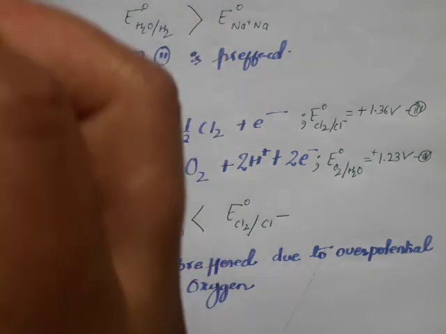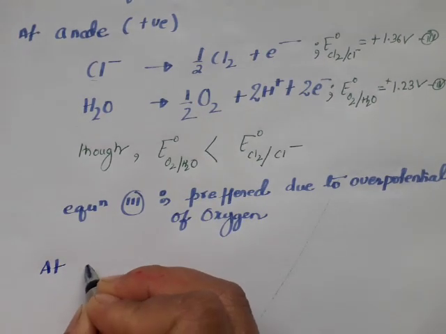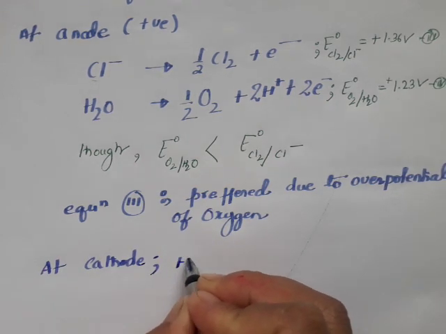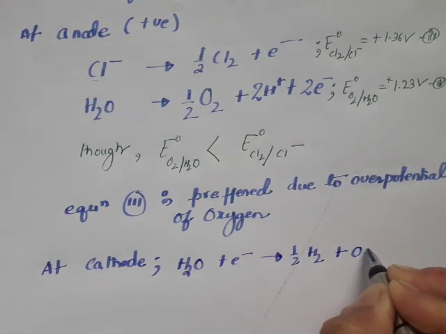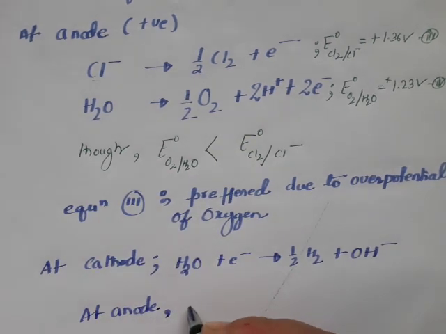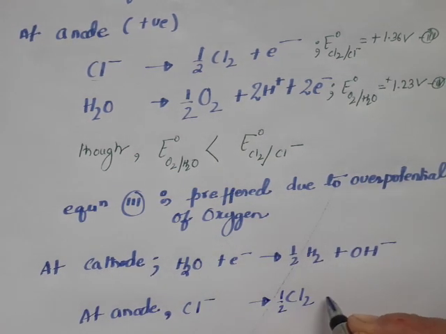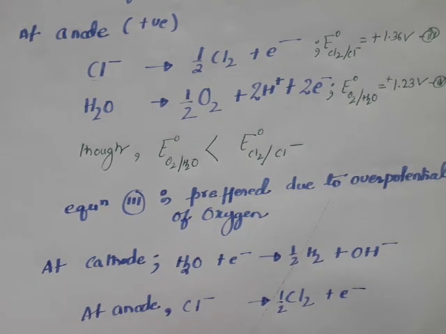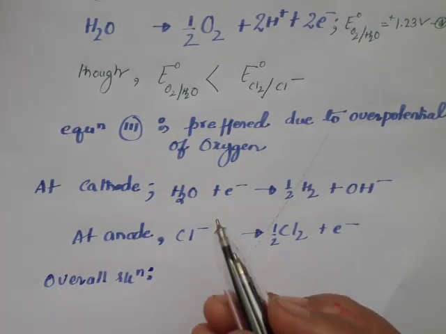Now let us see what are the reactions that are taking place at anode and cathode. Again at cathode, which reaction is taking place? Your water molecule is getting reduced to hydrogen and hydroxide ion. And at anode, chloride ion is getting oxidized to chlorine molecule and electron. Now what is the overall reaction? Overall reaction, combine the two equations.